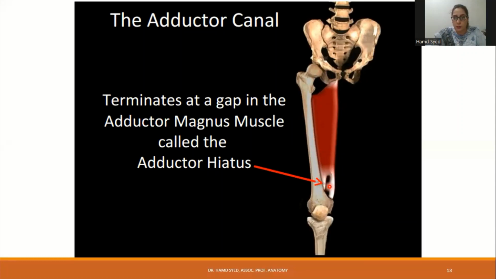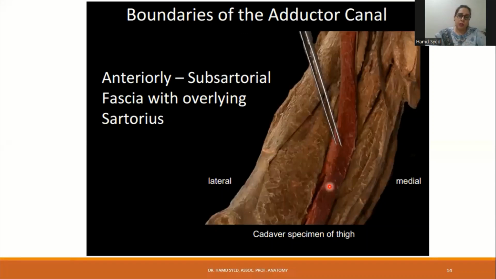This is the hiatus. Now, when we're talking about the adductor canal, you should know the boundaries of the adductor canal. I told you this is a region which is present beneath the sartorius muscle. So the anterior boundary is formed by the sartorius muscle and the subsartorial fascia. And this here is the prosected specimen in which this pointer is pointing towards this muscle highlighted in red, which is the sartorius muscle. So if we remove this muscle, beneath this muscle would be the region which is known as the adductor canal on the medial aspect of the thigh.